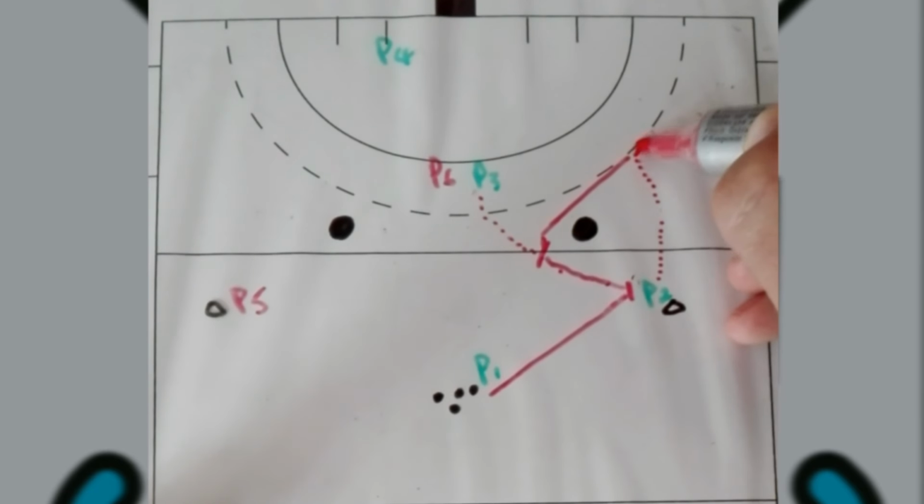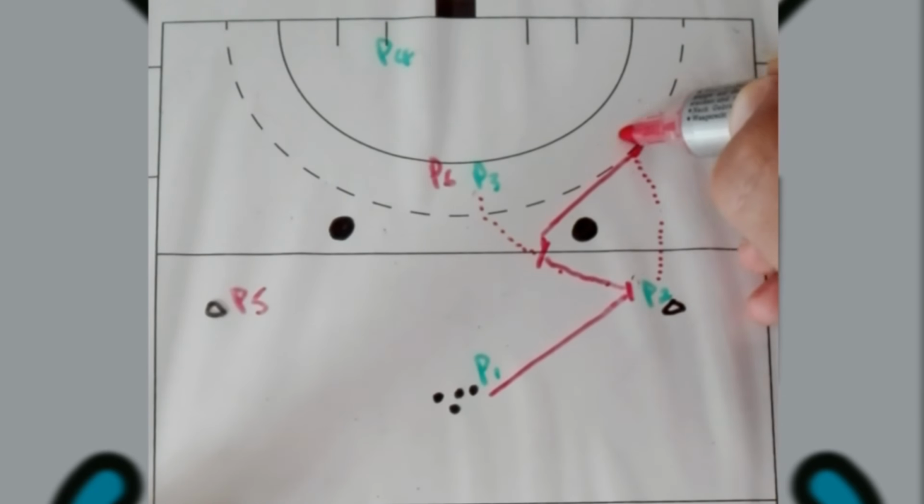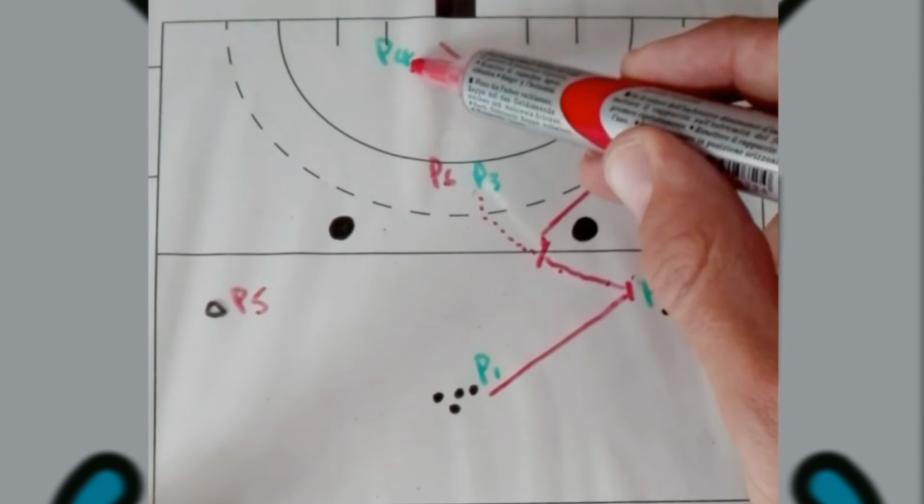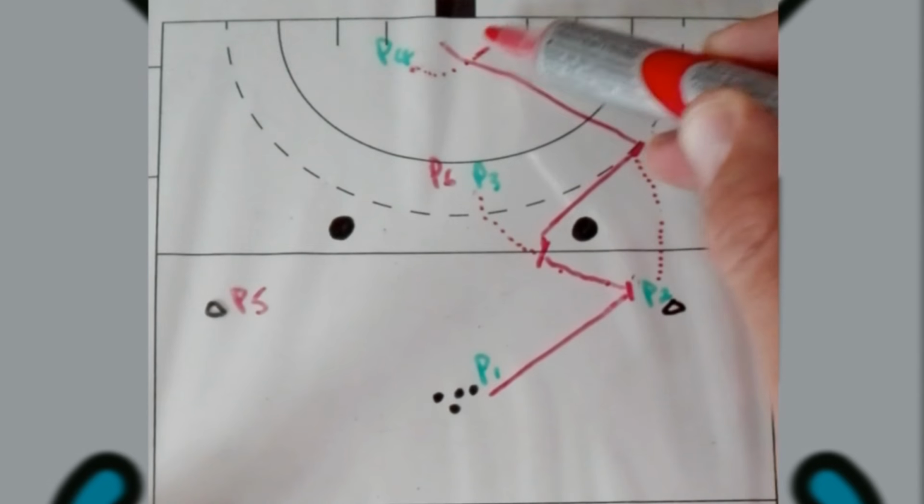Player 2 will then receive and then they will crash ball, hit it as hard as they can into the circle, where player 4 will then try to deflect it towards goal.